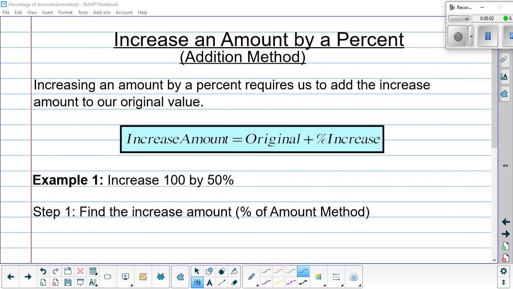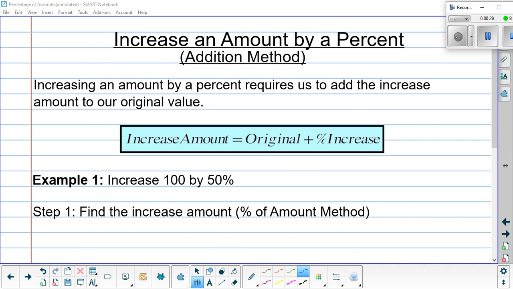We're going to look at increasing an amount by a percent. This is the addition method. It's called the addition method because we're increasing. If we increase something, it's going to cost more, it's going to be bigger than our original. So this is actually going to use what we've learned before about breaking up and finding what that broken up chunk is, and then now we're going to add it back onto the original.